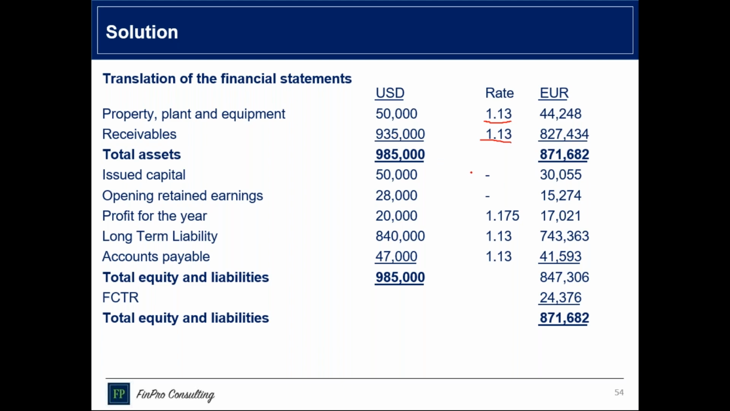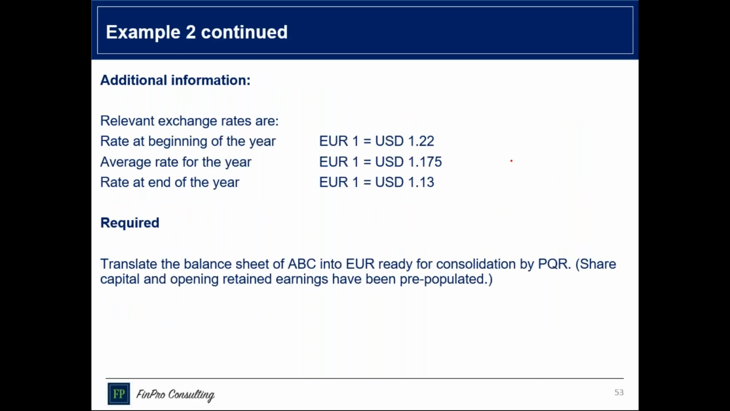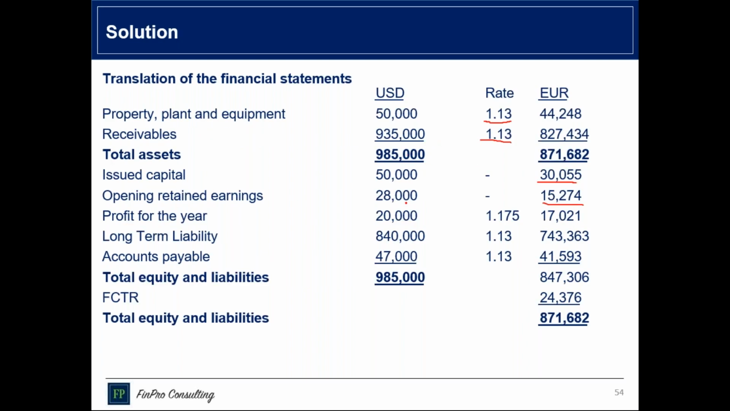For issued capital, we already have the amount. For opening retained earnings, we already have the amount. This is the rate as on the transaction date. Profit for the year, we will apply the average exchange rate because these are nothing but your items of income and expenditure. So for profit for the year, which is 20,000 USD, I multiply by 1.175 to arrive at the euro amount.